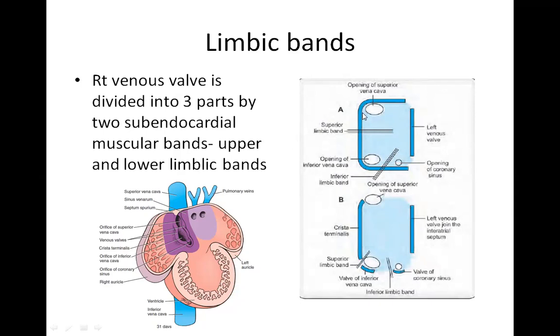The part of the right venous valve above the superior limbic band disappears, whereas the part between the superior and the inferior limbic band forms the opening or the valve of the inferior vena cava, and beneath the inferior limbic band, it forms the valve of the coronary sinus.